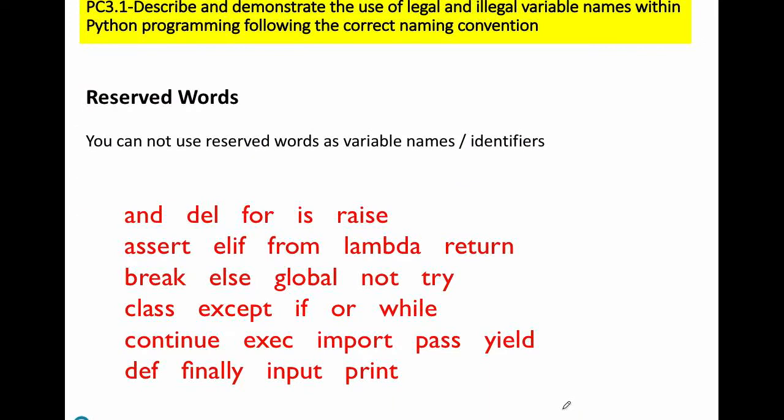Now we have something called reserved words. You cannot use these reserved words as variable names. Some examples I can give you are and, continue, input, print. These cannot be used as variable names.